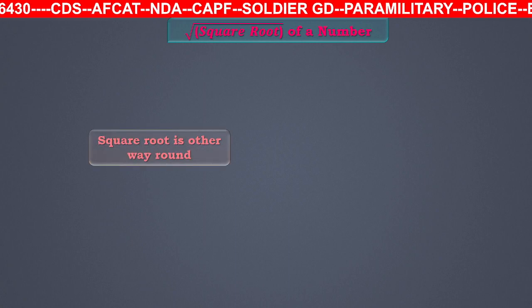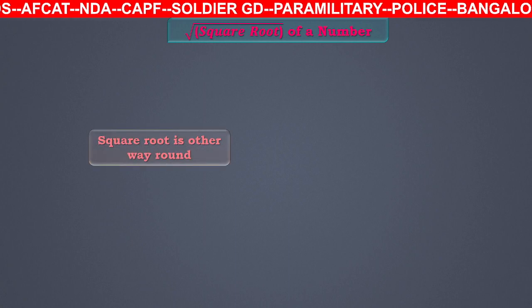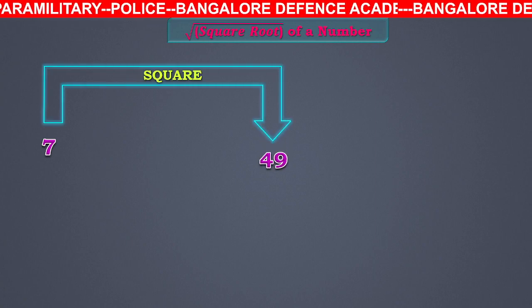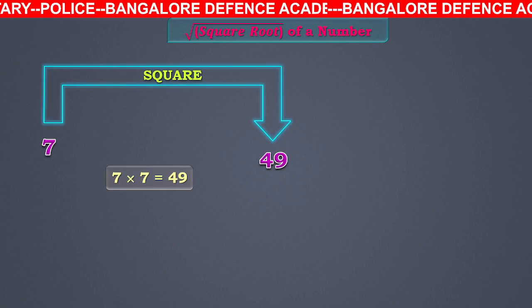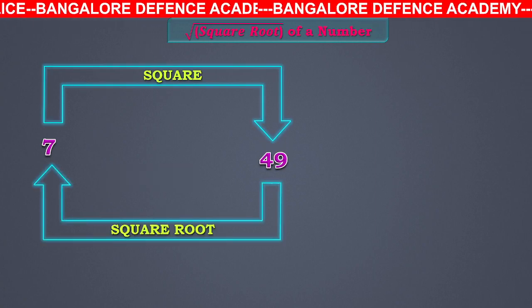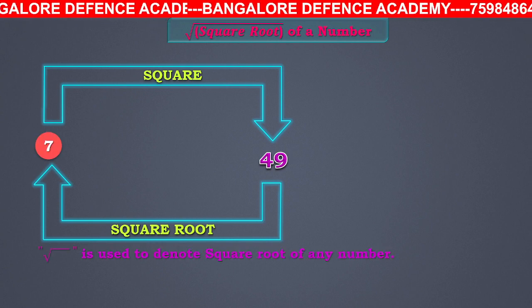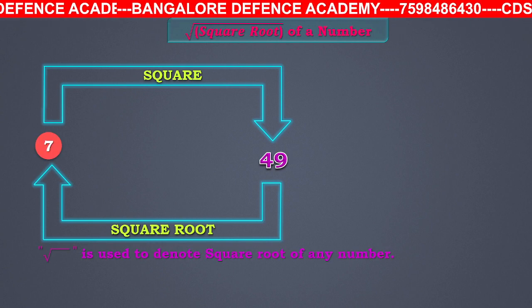Next, how to find the square root of a number? Square root is just the reverse way. So if I multiply 2 into 2, it gives me 4. Now I have to go in a reverse direction. So let us take number 7. If I square it, I get 49. Now if I take the square root of it, I get number 7. So this is what the square root idea is all about.